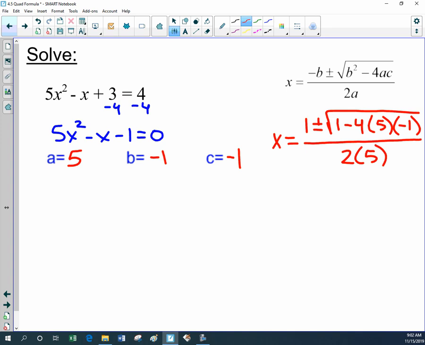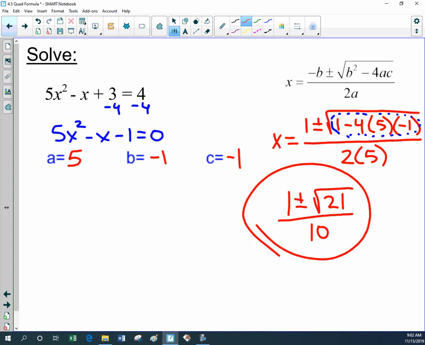Okay, so obviously the first step is just plugging the numbers into the equation correctly. Okay, so does everybody agree with this? Okay, then from here, the next step is see what number you get right here inside the radical. Okay, the number you should get is 21. So you get 1 plus or minus the square root of 21 all over 10. Okay, type in the square root of 21 into your calculator. Does it simplify? No. So if it doesn't simplify, then I'm done. That's my answer.